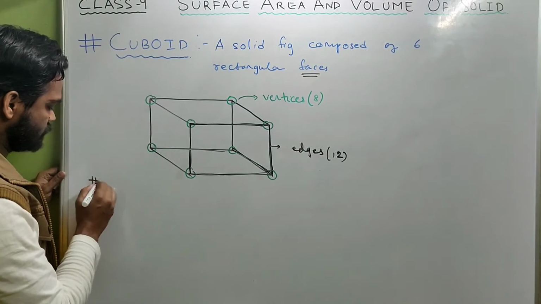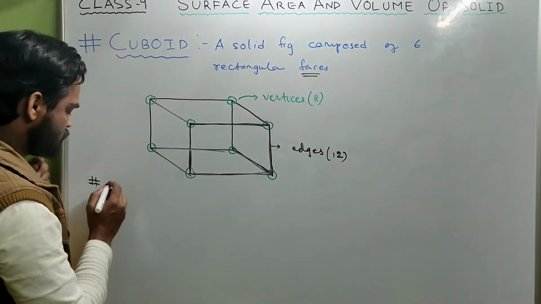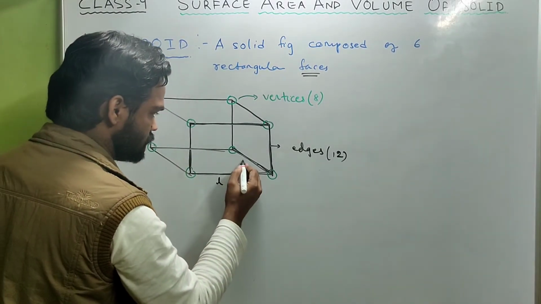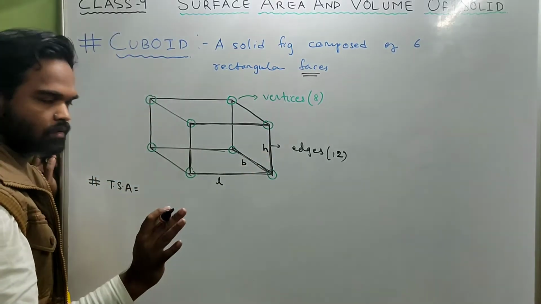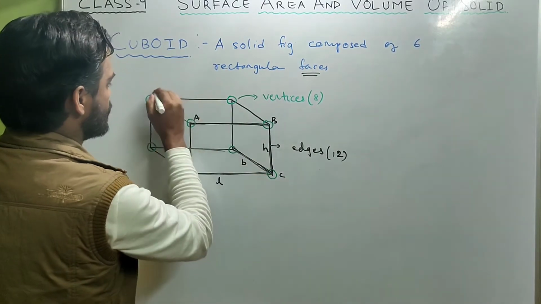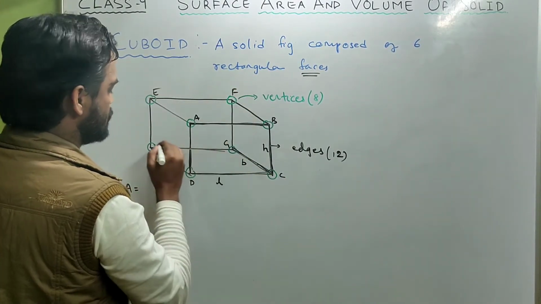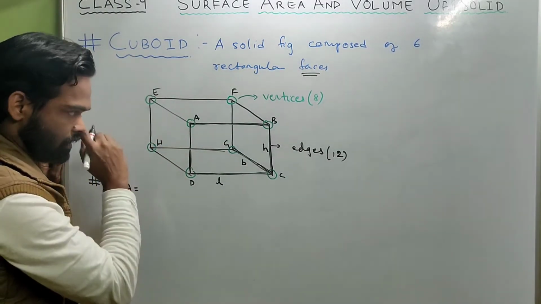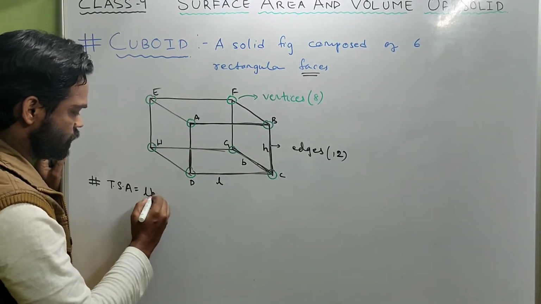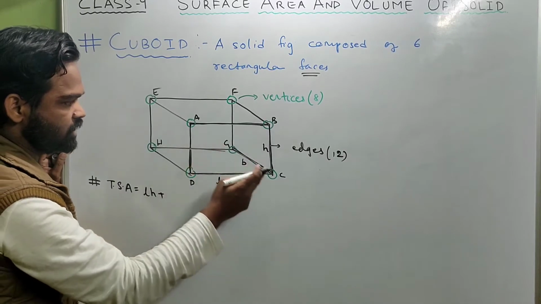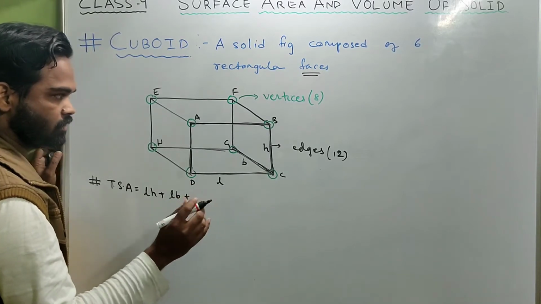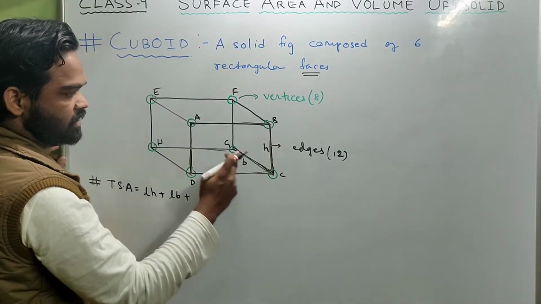Now let us calculate the total surface area of this cuboid. We'll take this as length, breadth, and height. Name the figure, suppose A, B, C, D, E, F, G, H. Now look carefully. Area of ABCD is L multiplied by H. Area of HGCB, the bottom, L into B. See, there are 6 faces, isn't it? Area of FBCG, B into H.